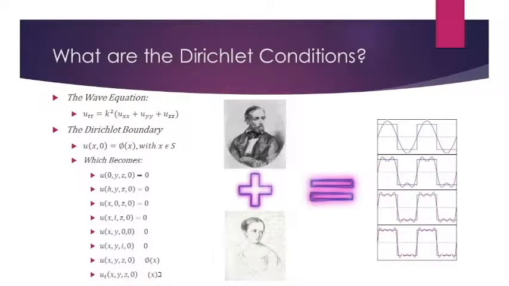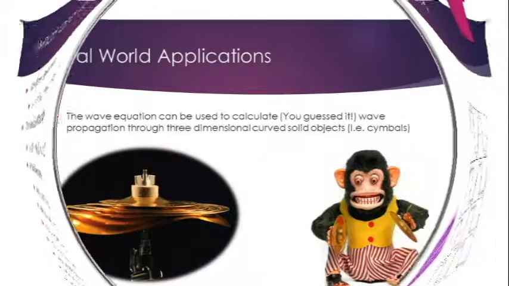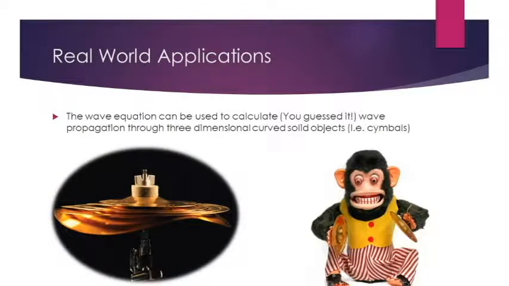What are the Dirichlet conditions? Unlike Neumann conditions, which specify the flux through the boundaries, Dirichlet conditions specify the exact value of the equation at the boundaries. For our equation, we set this equal to 0. The wave equation can be used to calculate many things, but it's mostly used to calculate wave propagation through three-dimensional curved solid objects, like cymbals and drums.